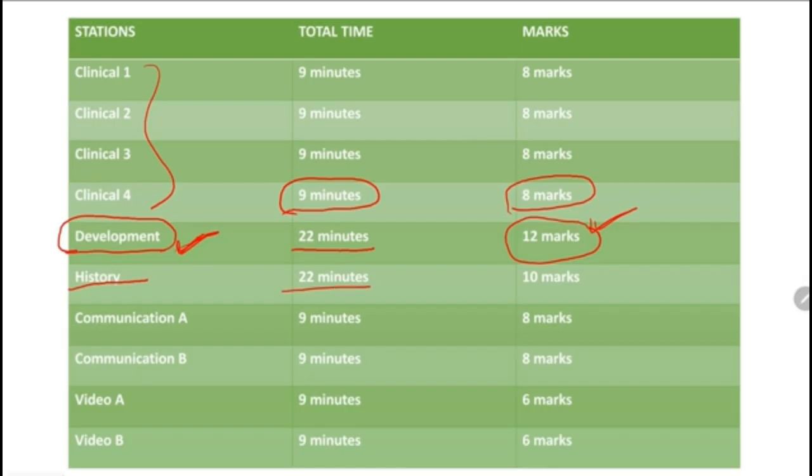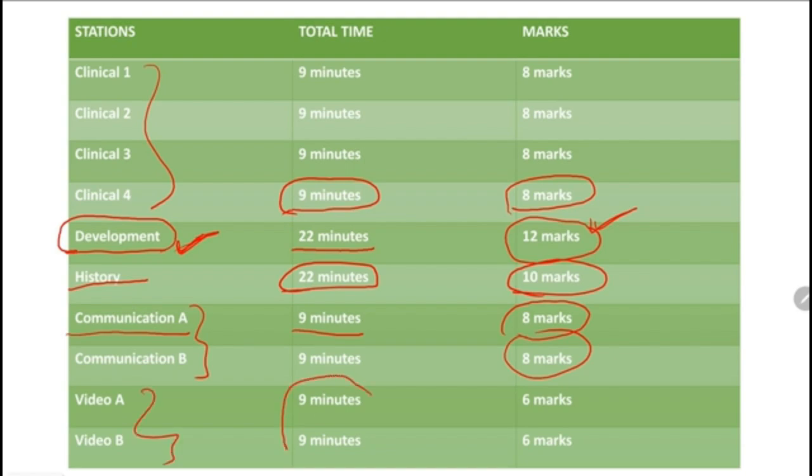And the history station also has 22 minutes and it has 10 marks. Communication station A and communication station B each have 9 minutes and 8 marks. And video stations A and B each have 9 minutes and 6 marks each.